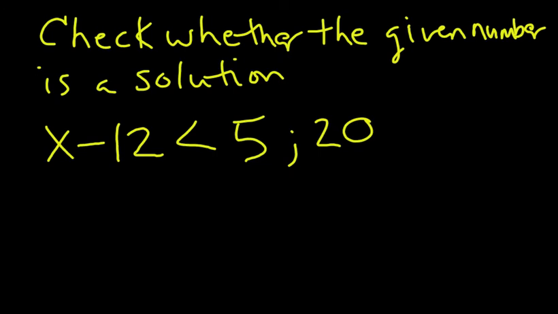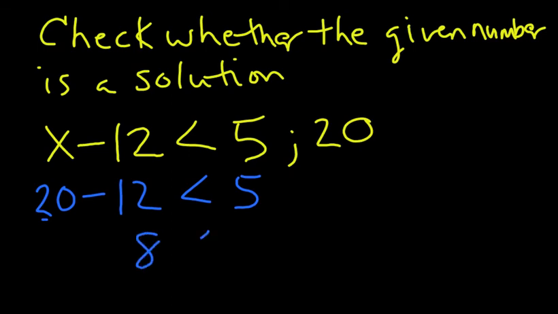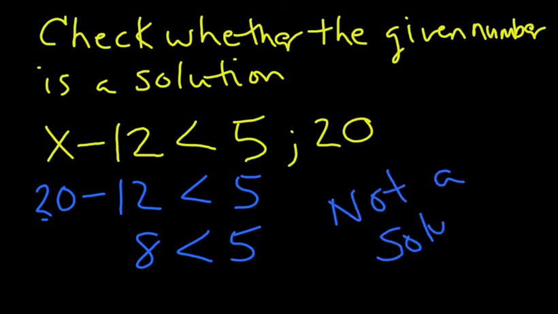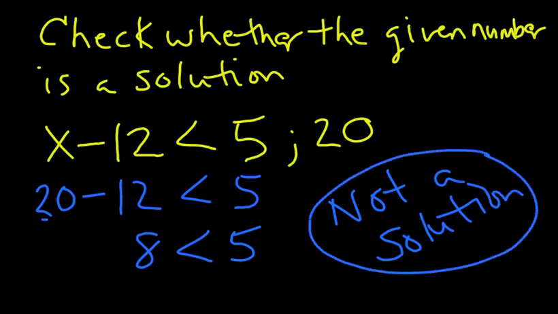So all you have to do is take 20, put it in X's spot, do the math. 20 minus 12, that's 8. Is 8 less than 5? No. So that is not a solution. The answer is not a solution. This part's the answer. They're asking you, is this a solution? Is it not a solution? You're going to put solution or not a solution. Check out example 2. This part's pretty easy.